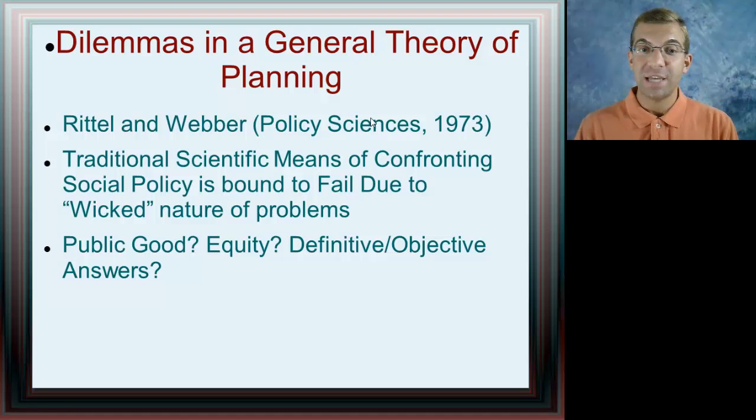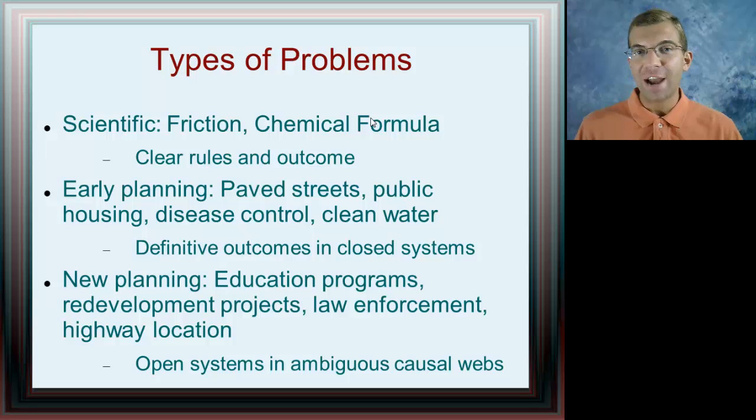So there's a general category of different types of problems. Traditionally, in the natural sciences, we have scientific problems, such as friction. How much friction is there between these two objects? Or a chemical formula: how do we figure out what atoms are in the structure? And when we do these, there are clear rules and outcomes. I'm sure in any high school physics or chemistry class you remember there are formulas and equations you plug into. It's pretty basic at that level.